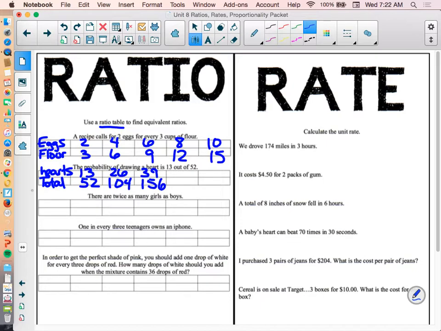The very last one, I'm going to jump to, in order to get a perfect shade of pink, you add 1 drop of white for every 3 of red. So number of white and number of red. Can you see how this will make it very easy to do ratios? And it's asking what should you add when the mixture contains 36 drops. So you can continue working up, or you can even multiply these by 3 to get to 36. So we know that it should be 12 drops.